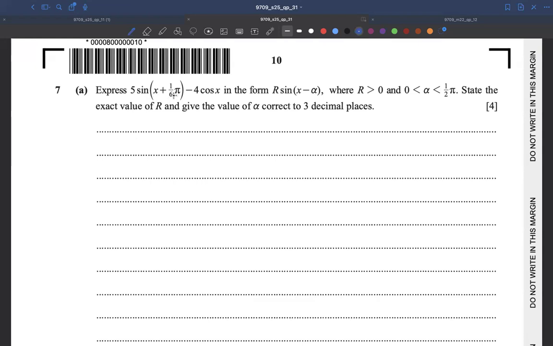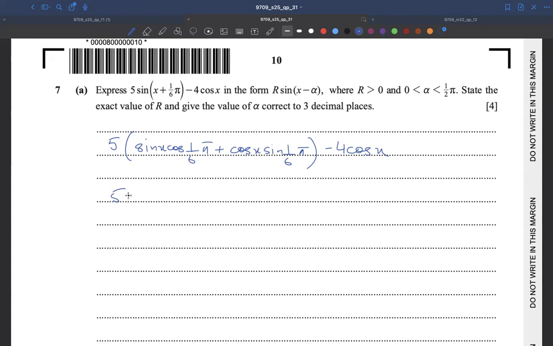The formula is given in the formula sheet as well. That's sine a cos b plus cos a sine b. So we can write this as 5 and bracket, sine x cos 1 upon 6 pi plus cos x sine of 1 upon 6 pi, minus 4 cos x. Now, multiplying, we'll get 5 sine x and cos of 1 upon 6 pi. If we substitute this in the calculator, that is equal to root 3 by 2.